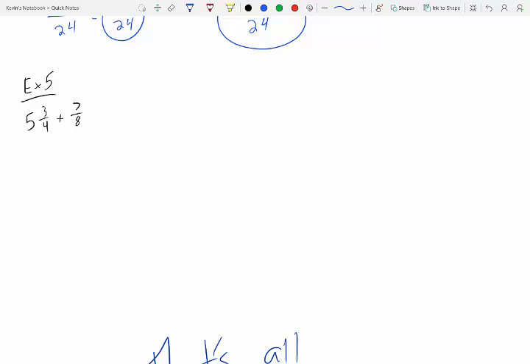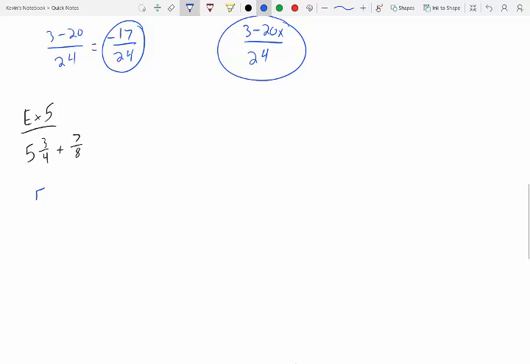Example 5. We have whole numbers as well. So what we're going to do is I'm going to take this down. 5 is going to stay out, and I'm going to have 3/4 plus 7 over 8. Now I need a common denominator. I can make 4 into an 8. So I'm going to do that, 4 times 2 and 3 times 2. So 6 over 8 plus 7 over 8.